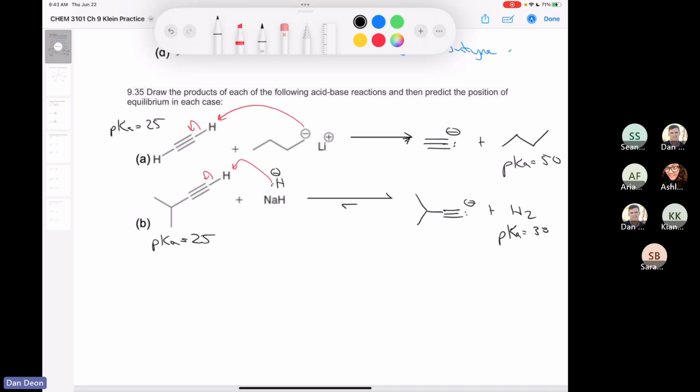All right, there we go. So yes, sodium hydride and butyllithium, both of them are good enough bases to deprotonate a terminal alkyne, and you can also use sodium hydride. In fact, that's the one we've used the most in our practice problems.